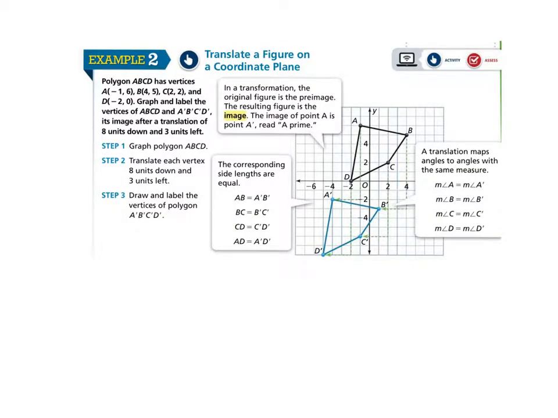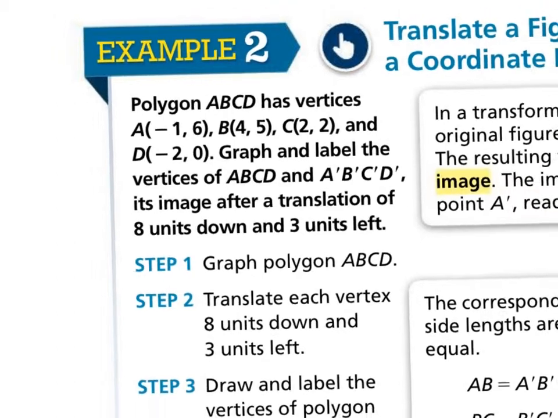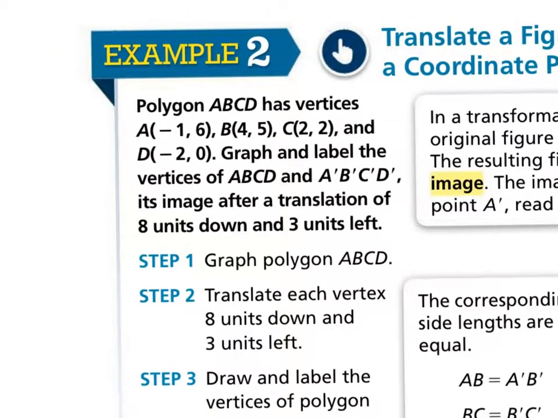So look at example 2. We have polygon ABCD, and they've given us vertices, which is like the corner points of our polygon. Graph and label the vertices of ABCD and A prime, B prime, C prime, D prime, its image after a translation of 8 units down and 3 units left. Okay, so a couple things here. We are doing a translation. 8 units down, 3 units to the left, so we can underline that so we make sure we know what's happening.